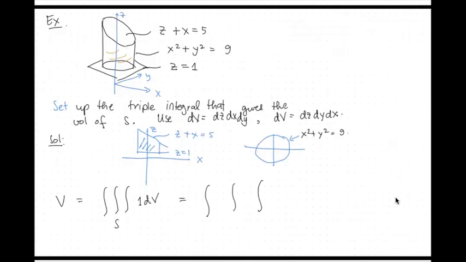Okay. So for the first integral, this is with respect to z. So our bound above for z is this plane, and the bound below is this plane. So we just express z in terms of the two other variables, x and y. So here, the upper limit for z is 5 minus x. The lower limit is just z equals 1.